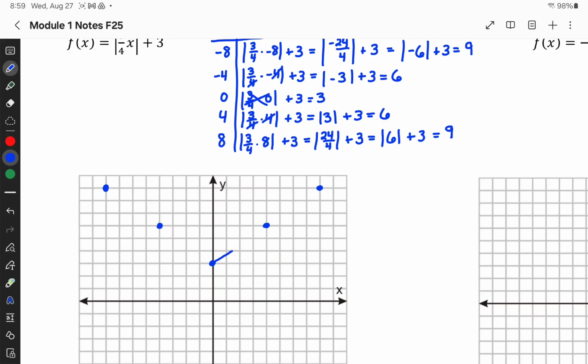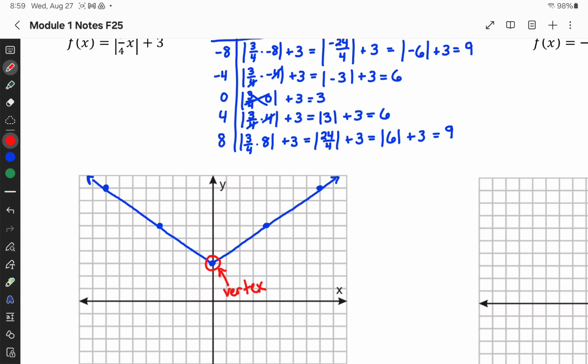And then I can simply connect those points. And here would be my absolute value graph. So notice that it's got that V shape that we would kind of expect from an absolute value graph. We can also now see clearly where the vertex is. You can see the vertex where our graph turns is going to be this point at 0, 3. So just to make sure we understand the vocabulary, that is what we refer to as the vertex.